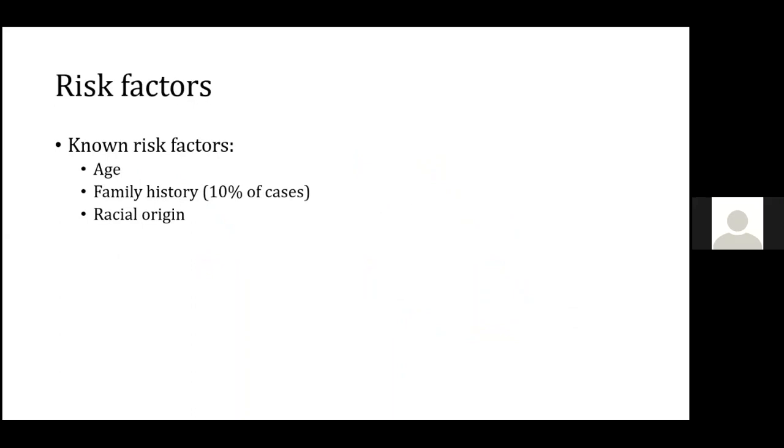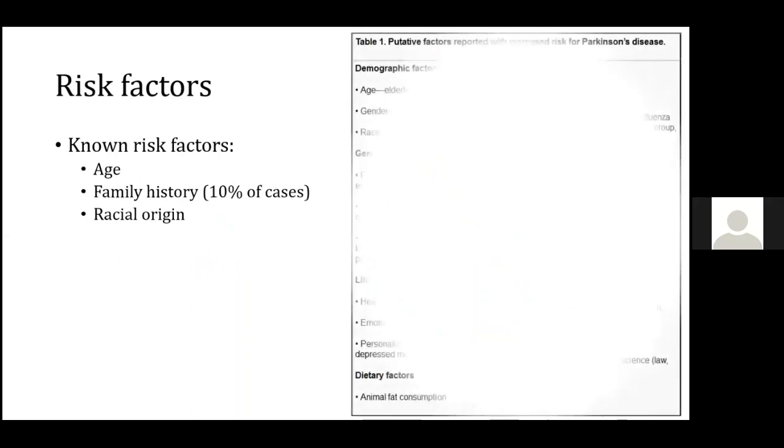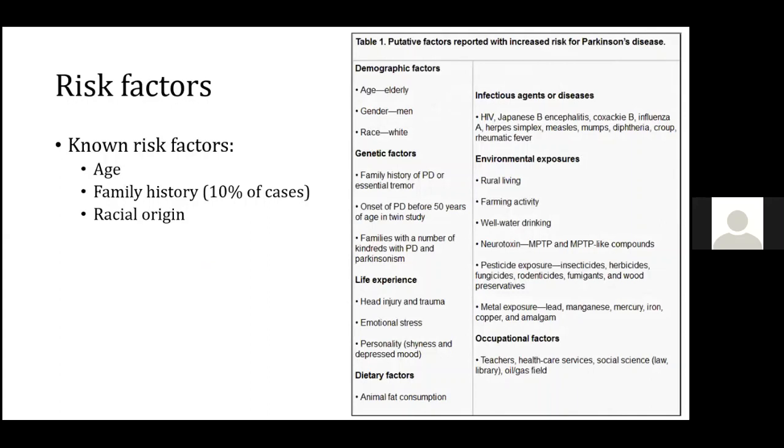So just the risk factors for Parkinson's disease are age, family history, racial origin. And there's a table of all the risk factors. So age, gender being male, white, Caucasian, family history of Parkinson's disease. And again, if Parkinson's disease starts before the age of 50, you'd be thinking, is there a genetic component? Head injuries.